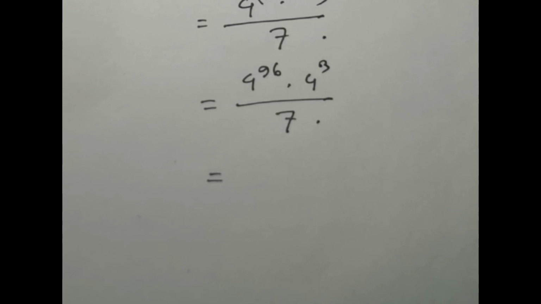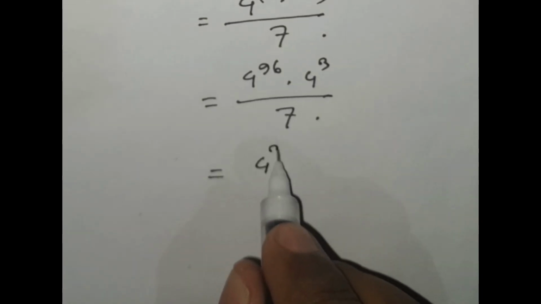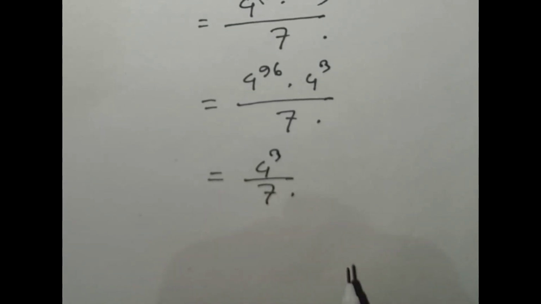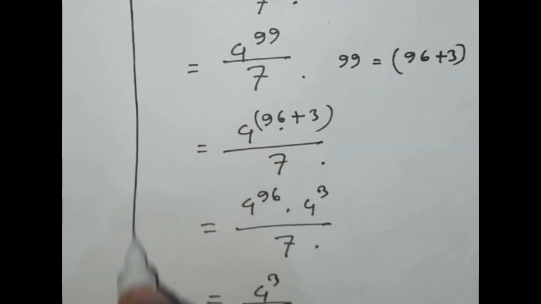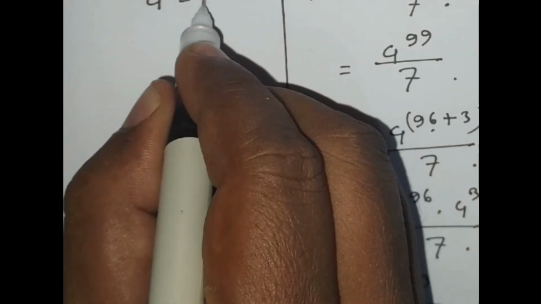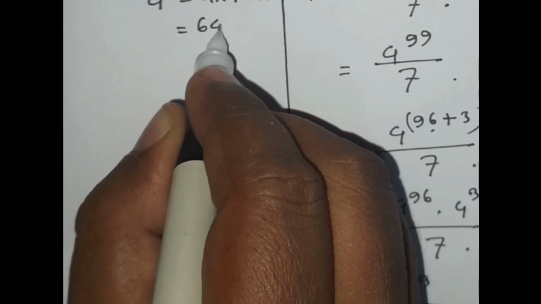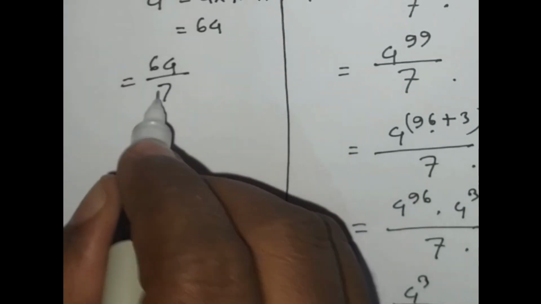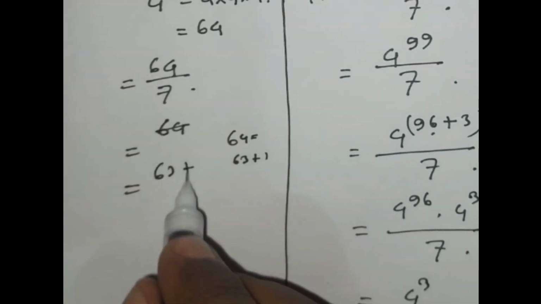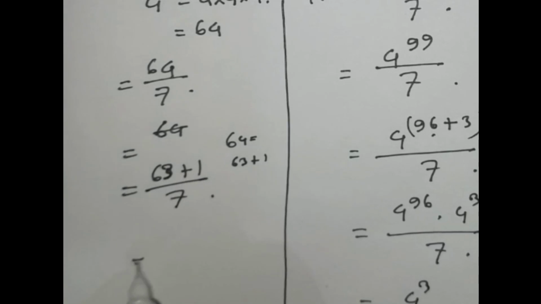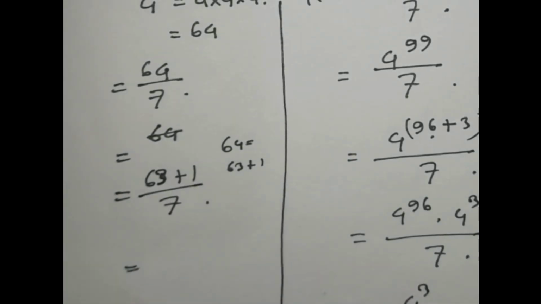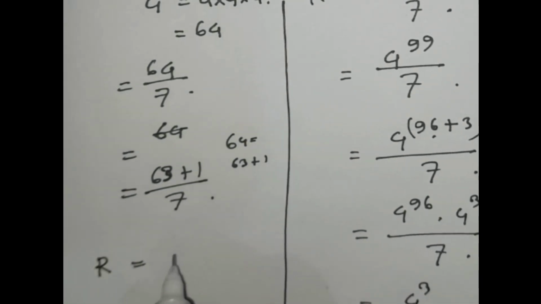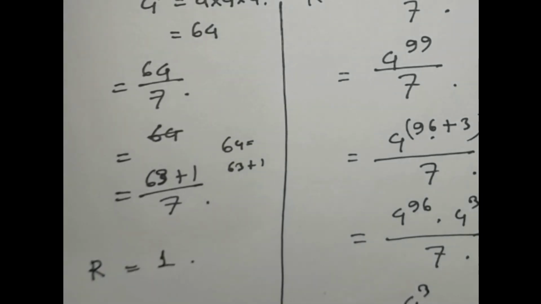Now 4 to the power 96 is divisible by 7, so we can write 4 to the power 3 by 7. 4 to the power 3 means 4 into 4 into 4, equal to 64. 64 by 7 is 63 plus 1 by 7. 63 is divisible by 7, so we can write the remainder r equal to 1. That is the required remainder.